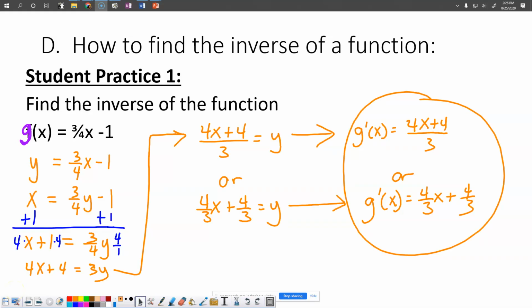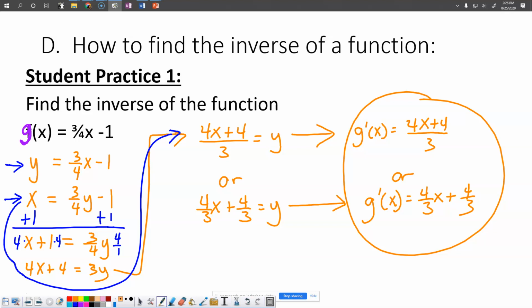Okay, the answers are circled over there on the right. You could write it in one of two ways, so I'll explain my way through the problem here. So step 1, replace g of x with y. Step 2, switch the x and y around. And then all of this is step 3 until you get here, where you get the y by itself. And when you get y by itself, you can either write it as 4x plus 4 over 3, or you can write it as two separate fractions.